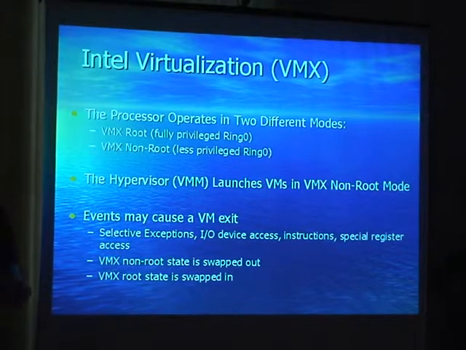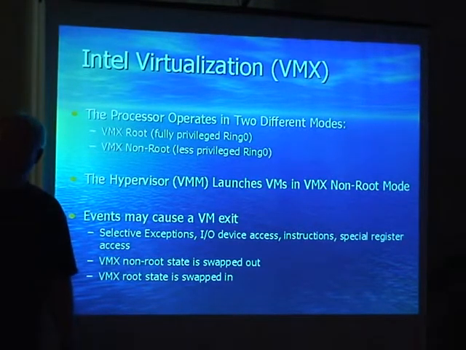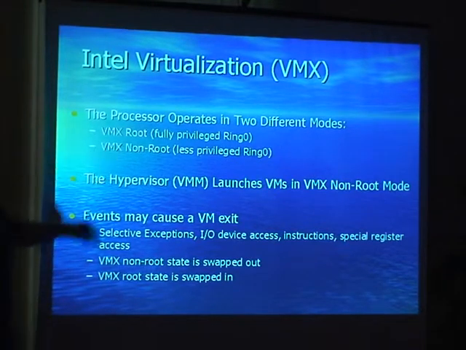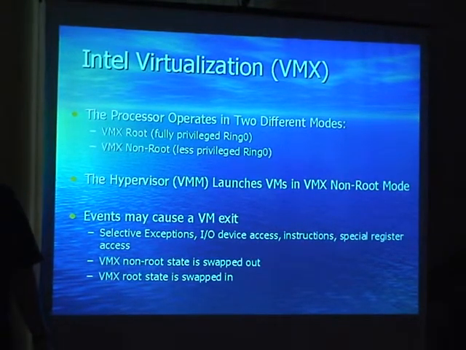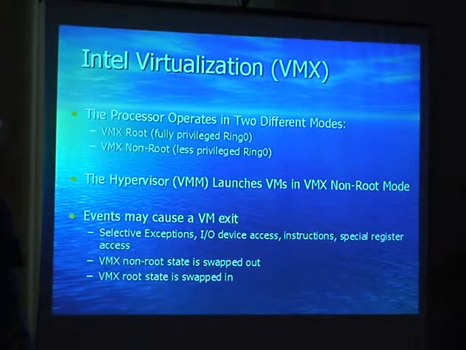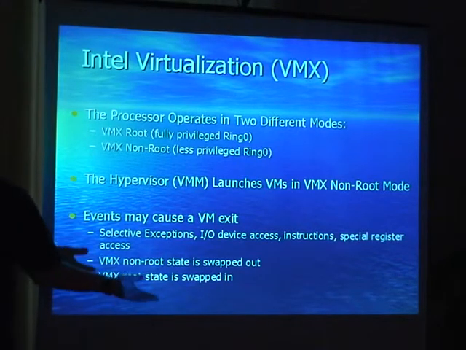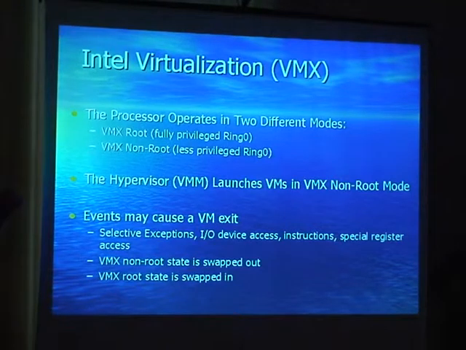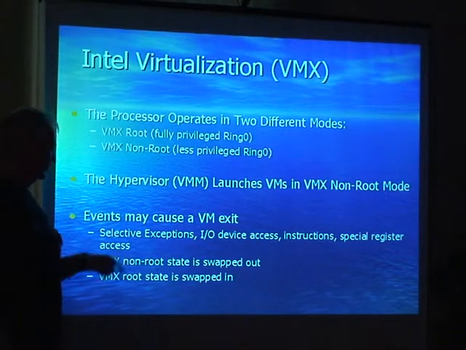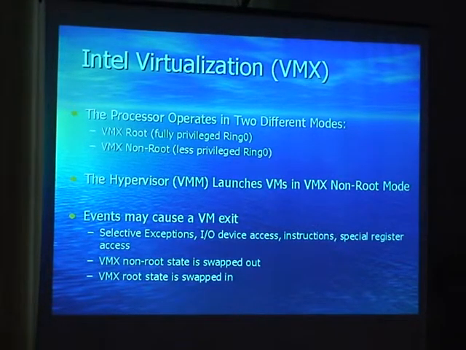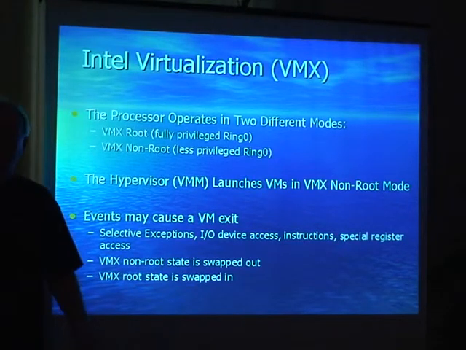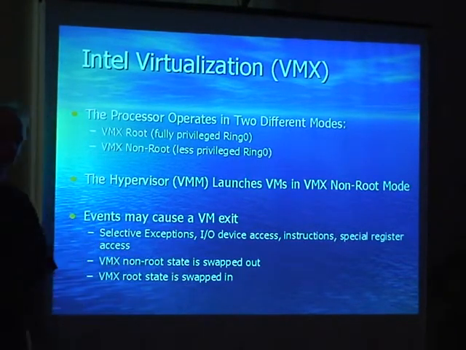And so there's a number of events that will cause a virtual machine, this VMX non-root, to exit back to the hypervisor. For performance, you want to minimize that, but sometimes you want the hypervisor to handle certain pieces of code or certain events. The ones that are built in that always cause an exit or a trap to the hypervisor are IO device access, specific instructions like CPUID, and access to certain control registers. Calling a VMCALL will bump you out of the virtual machine and back down into the hypervisor.